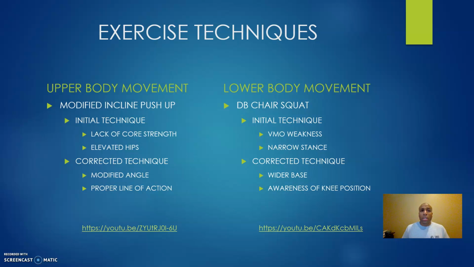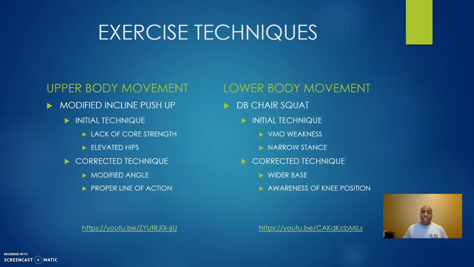And that's what we wanted to get the proper results. Moving to her lower body movement that we went ahead and made some assessments or adjustments to was the dumbbell chair squat. Her initial technique, we did see sort of a valgus weakness, so a weakness in possibly the vastus medialis, the VMO weakness, and she had a bit of a narrow stance, so it did not allow her to have proper knee tracking when she went into the squat.